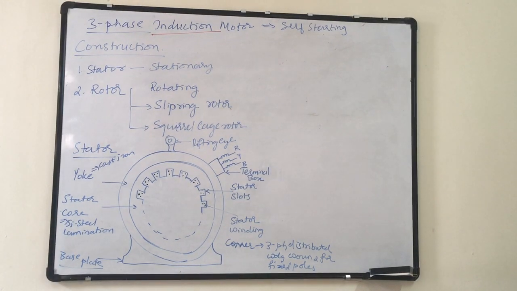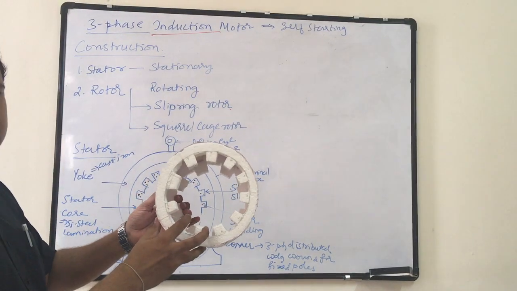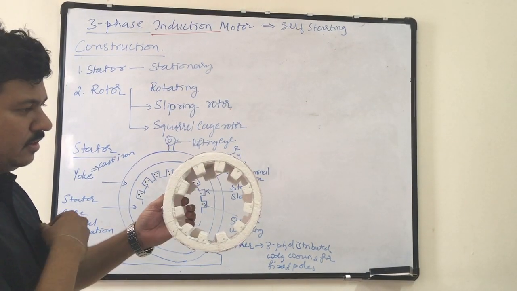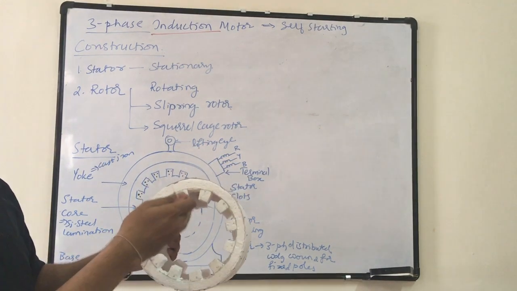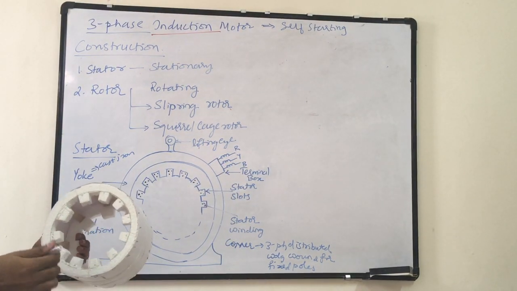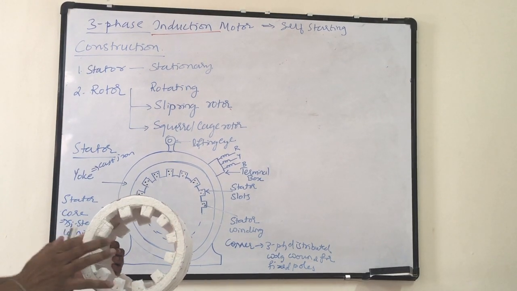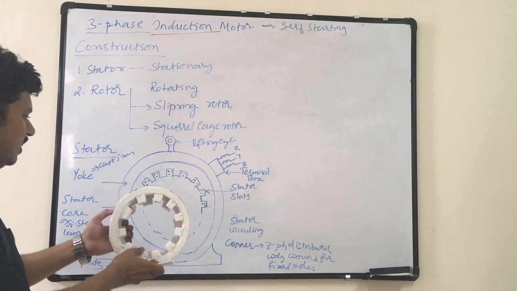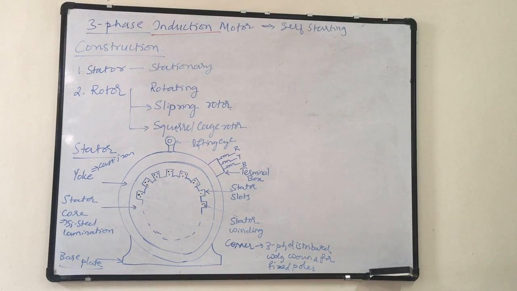Okay. So this is as of now only the stator construction. It is yoke, core, stator slot. Inside the stator slot there is stator winding. Unfortunately I could not prepare the stator winding. Then the base plate is not there. It is still under construction. My motor is still under construction. But at least you could understand what the structure of the stator will be.